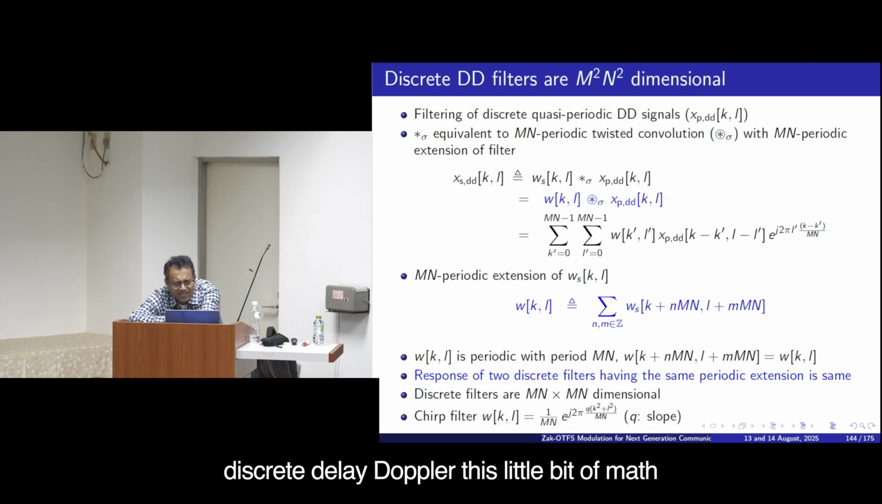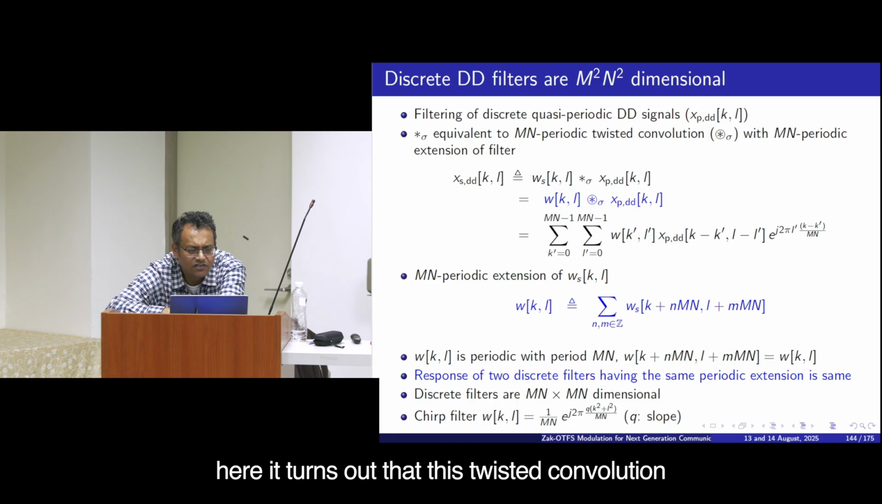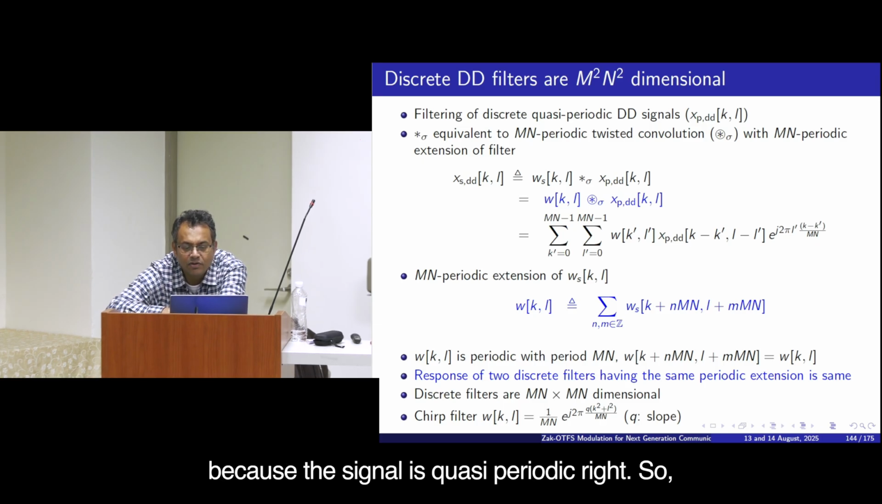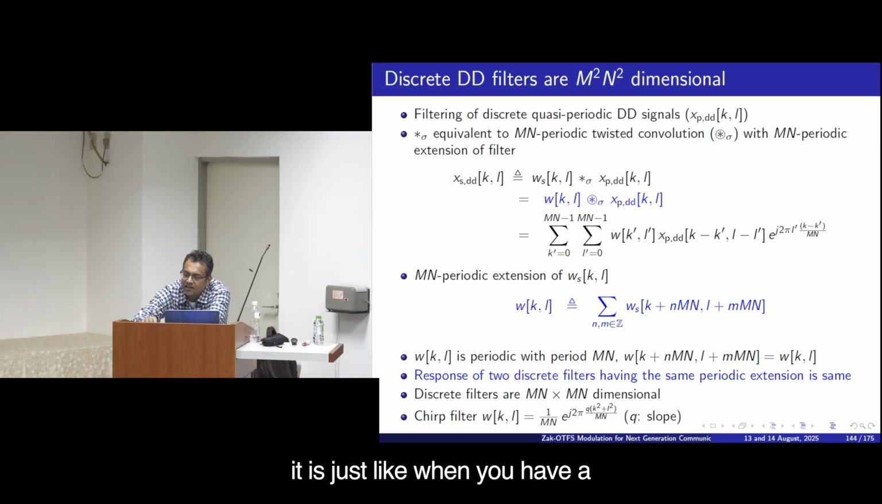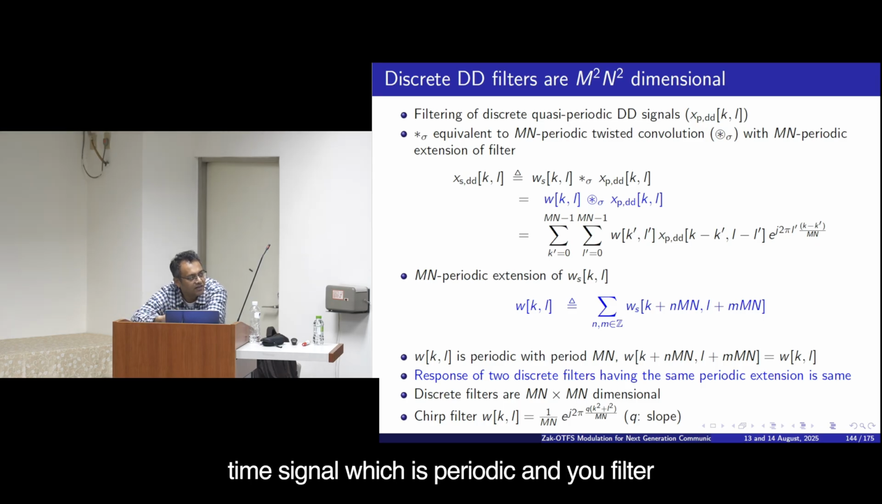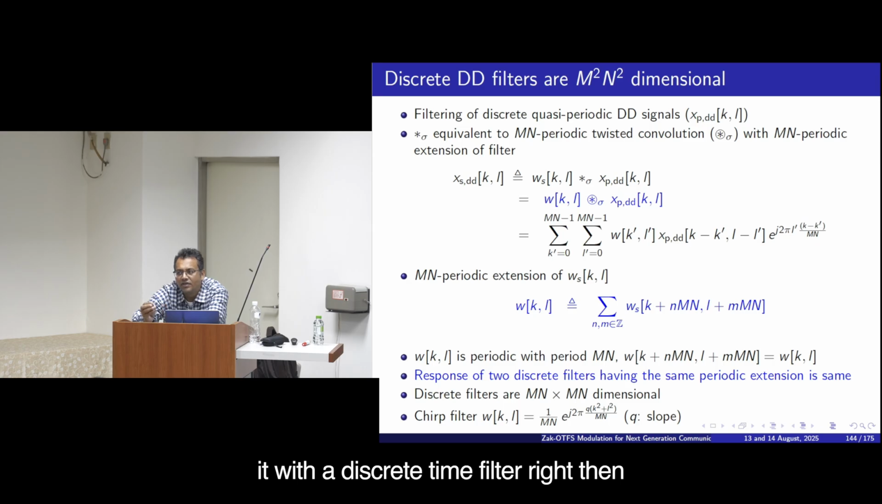There's a little bit of math here. It turns out that this twisted convolution with this filter WS can actually be simplified, because this signal is quasi-periodic. It's just like when you have a discrete time signal which is periodic, and you filter it with a discrete time filter, then the output is still a periodic discrete time signal.